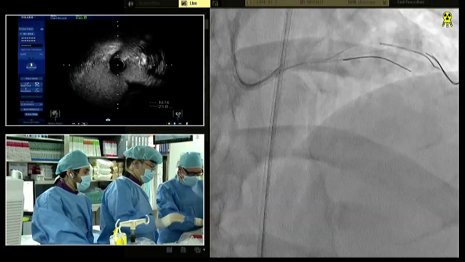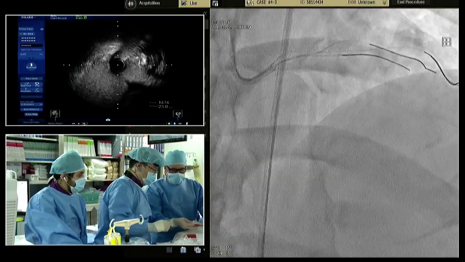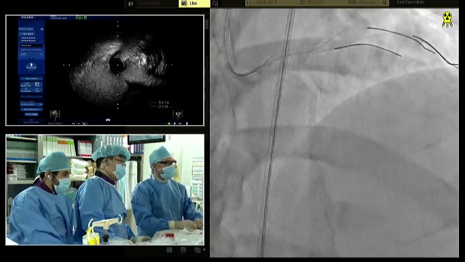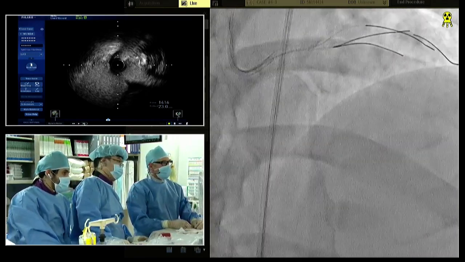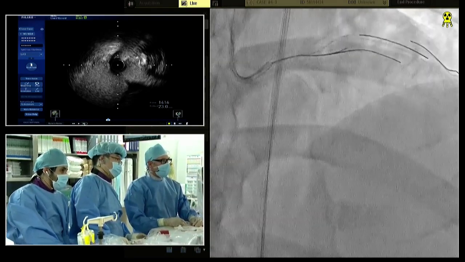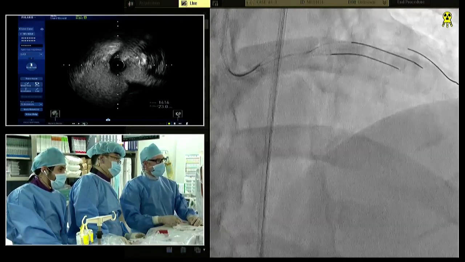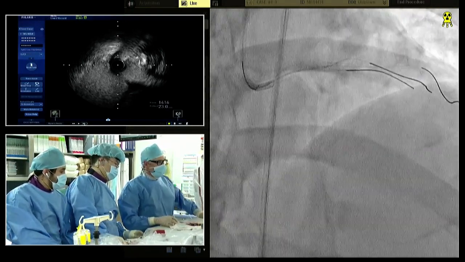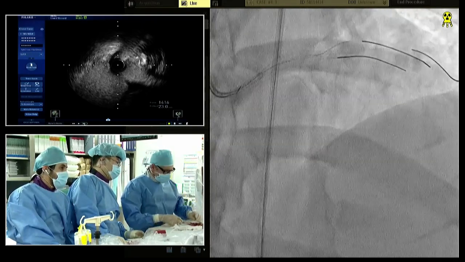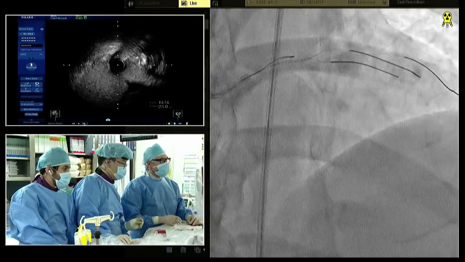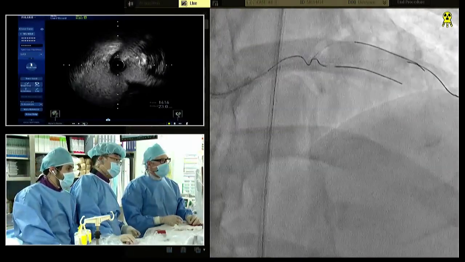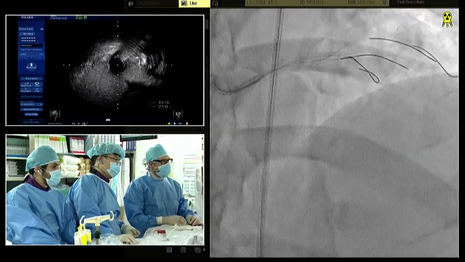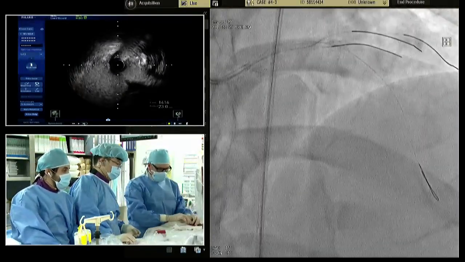Okay, so this is not the good one. This one. Yeah. Okay, so now I've removed the first jail wire. And we'll go back in the LED. So this is the best way to avoid going outside of the stent. So now this is the LED.